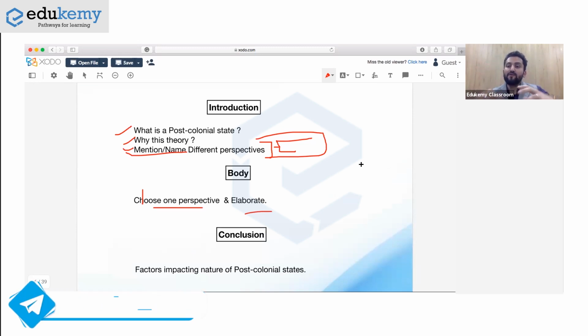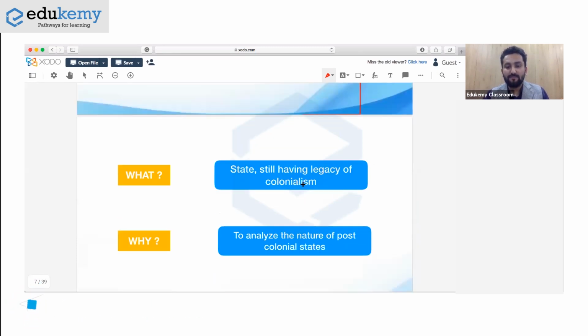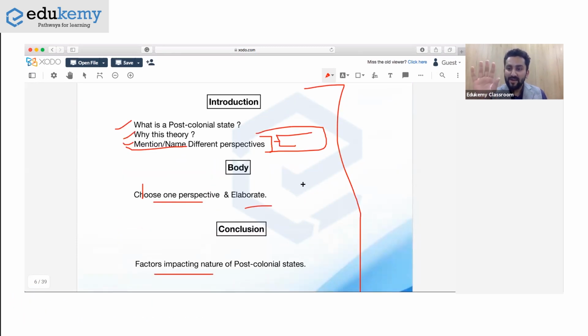Elaborate on what was said by Hamza Alavi and why it is called structuralist theory. Then expand on some key factors. First let's discuss the structure, then I'm going to expand on the content. Then in the conclusion, mention some factors which have impacted the post-colonial state. If you go by this structure, you are covering the demand of evaluate.